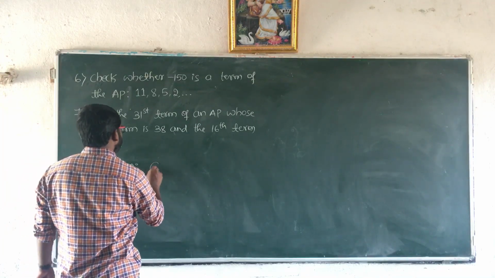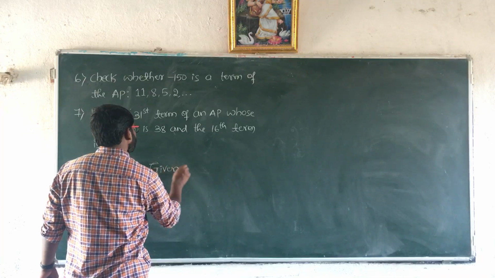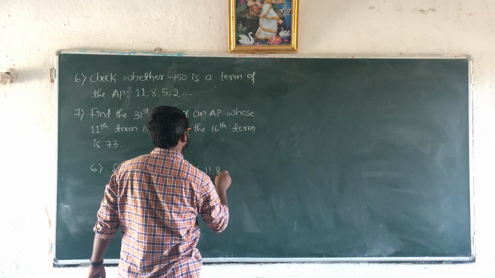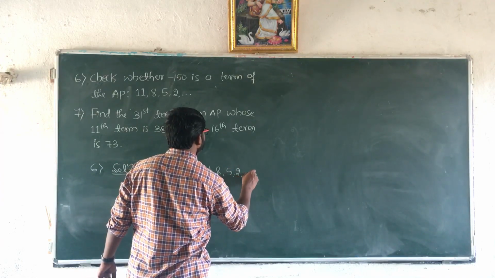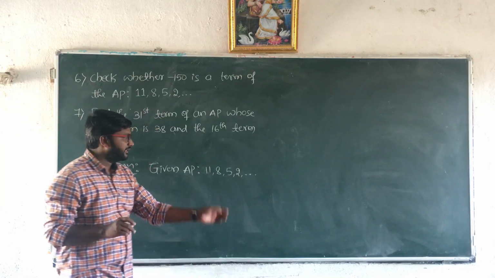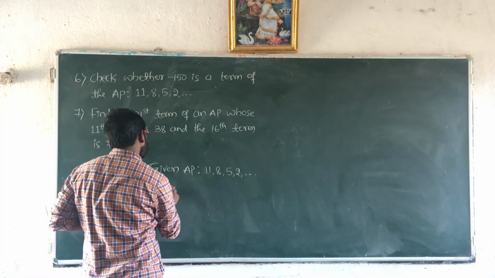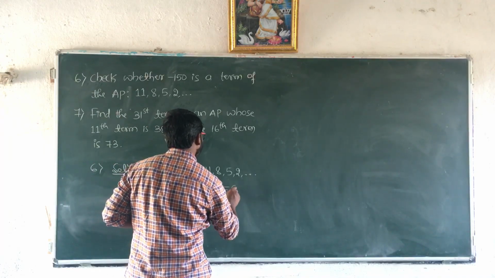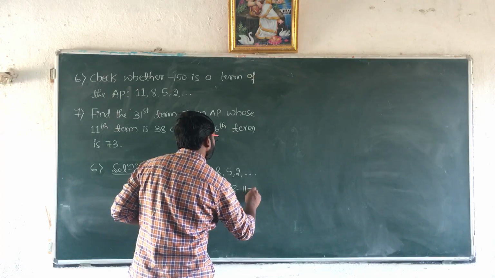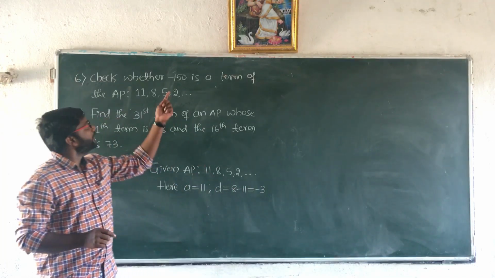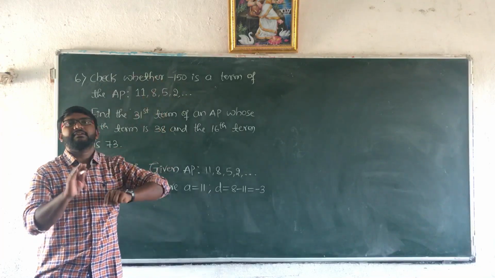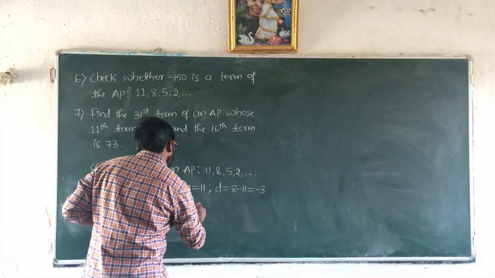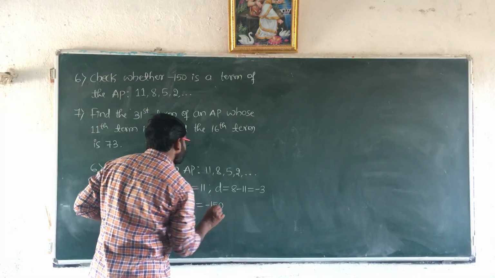So given AP 11, 8, 5, 2 and so on. So here A, which is equal to 11, and then D, which is equal to 8 minus 11, which is equal to minus 3. And we have to consider this minus 150 as a general term or the nth term, that is AN. So AN is equal to minus 150.